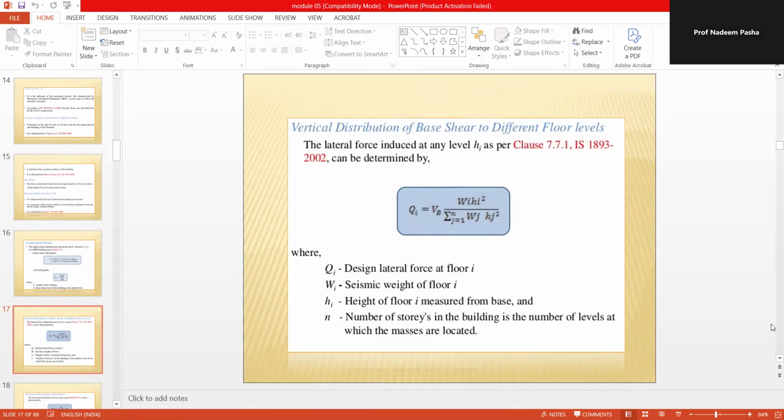Vertical distribution of base shear to different floor levels. The lateral force induced at any level i as per clause 7.7.1 of IS 1893 2002 can be written as Qi = VB × Wi × hi² divided by the summation over j = 1 to n of Wj hj², where Qi is the design lateral force at floor i, Wi is the seismic weight of floor i, hi is the height of floor i measured from the base, and n is the number of stories in the building, the number of levels at which the masses are located.